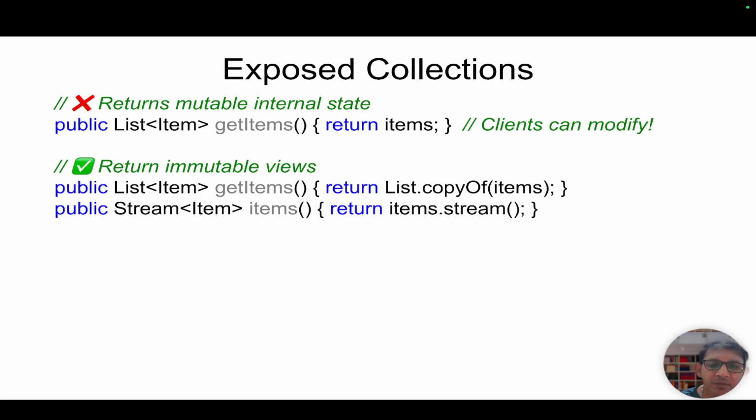The last pitfall involves exposed collections. If you return mutable internal state directly, clients can modify it, which violates encapsulation. Return immutable views or streams instead. Each of these pitfalls seems minor in isolation, but they accumulate to destroy representational independence and make your code fragile in the face of change.